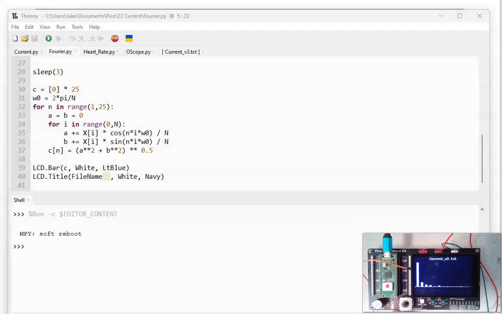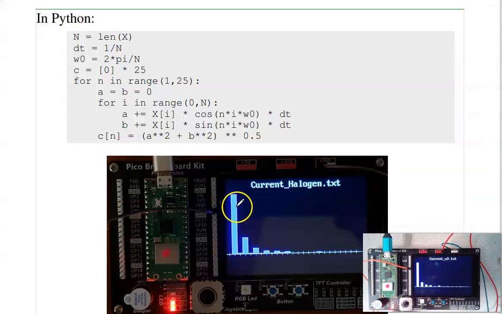Now the harmonic content is important in terms of power quality. I want a pure first harmonic. I don't want any of these. Incandescent light bulb isn't too bad. It's basically a resistor. I should have a pretty dominant first harmonic.